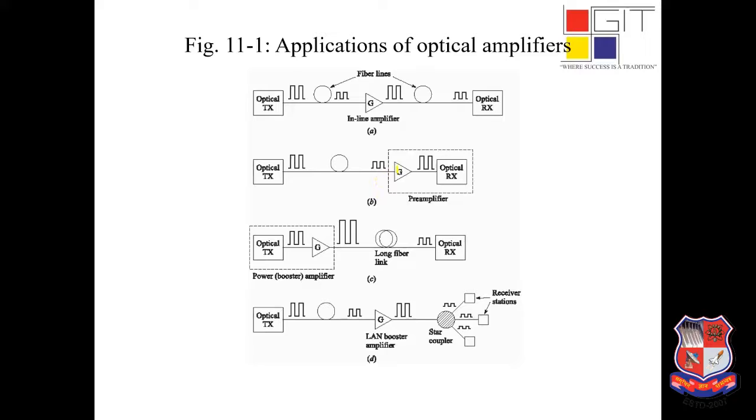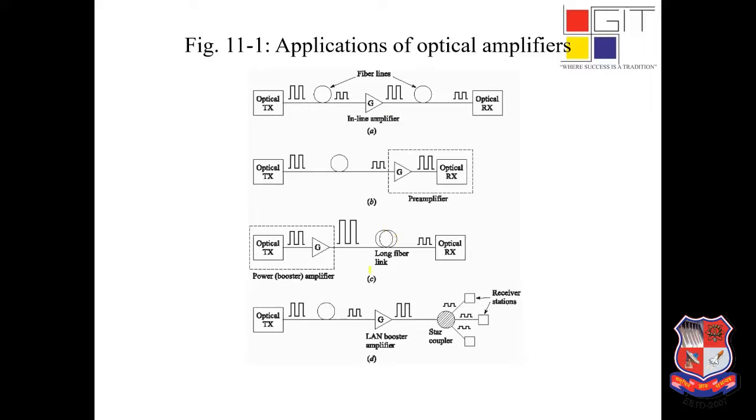But if you have the inline amplifier along with an optical receiver present side by side, that can be termed a preamplifier. Opposed to that, we have a power booster amplifier, wherein the optical transmitter and the amplifier are placed together. So the output of the optical transmitter directly goes to the inline amplifier, which is very adjacent to it, as compared to your inline amplifier model, where the inline amplifier is kind of equidistant or far away from the transmitter and the receiver both.